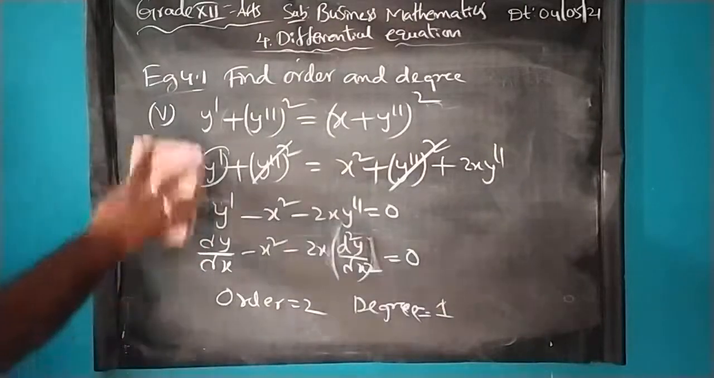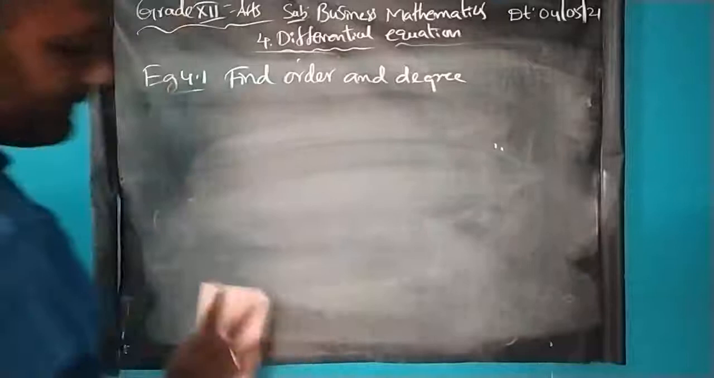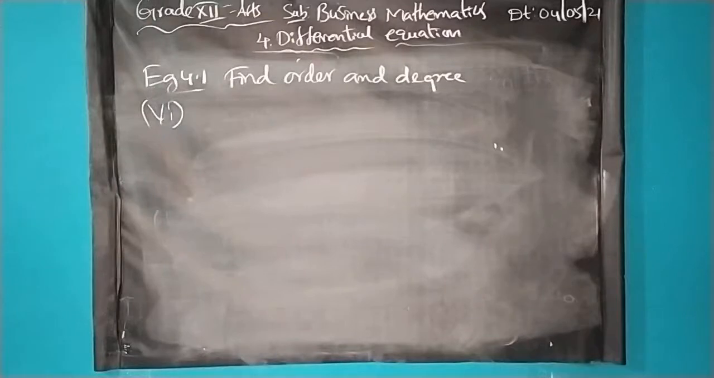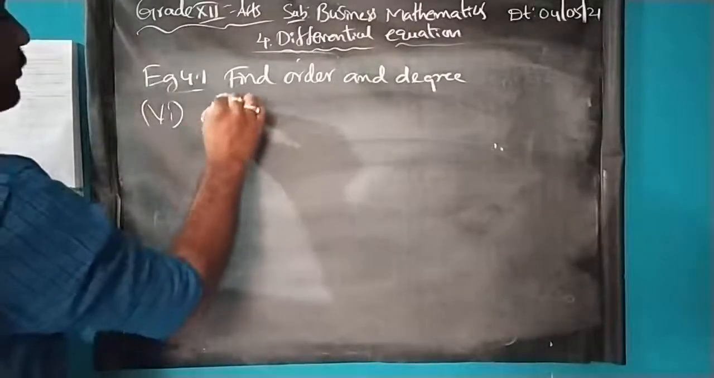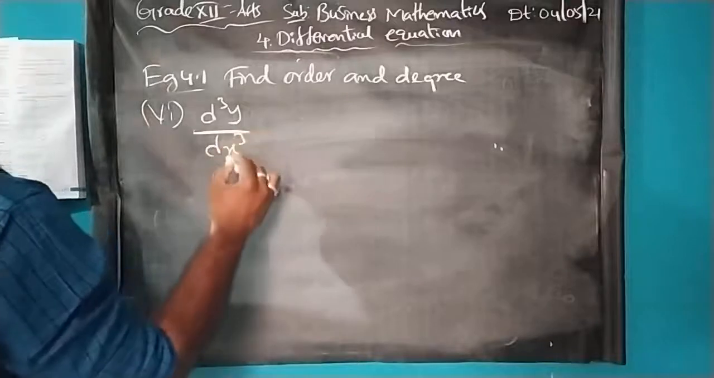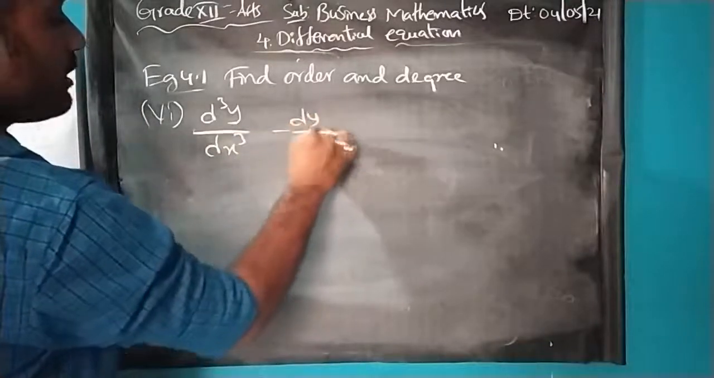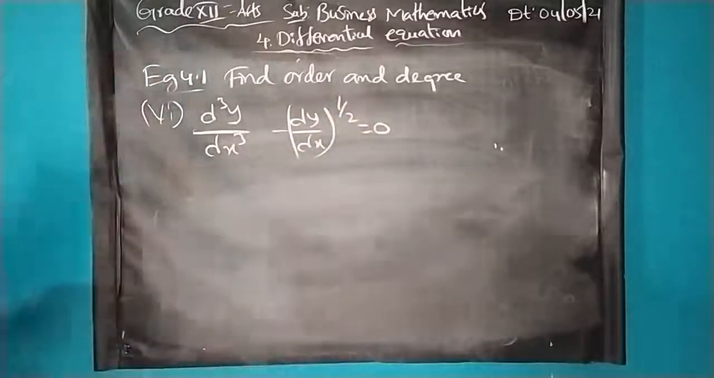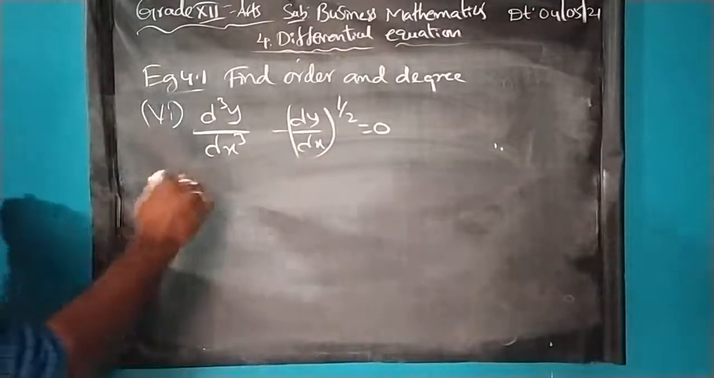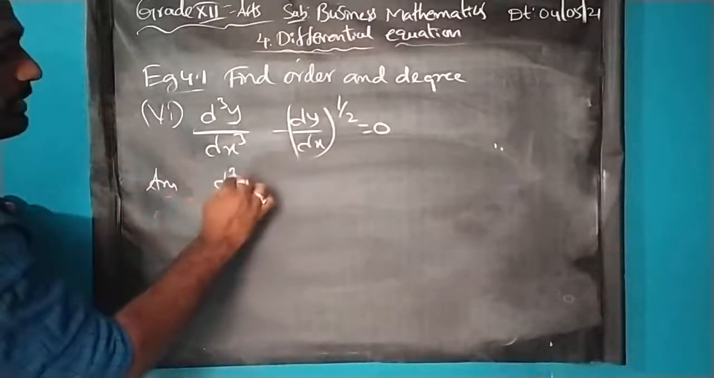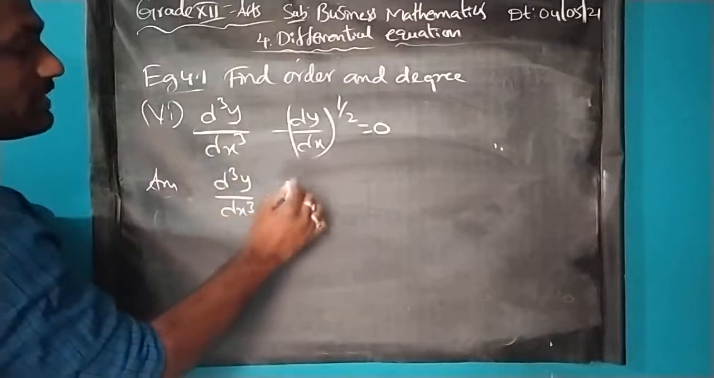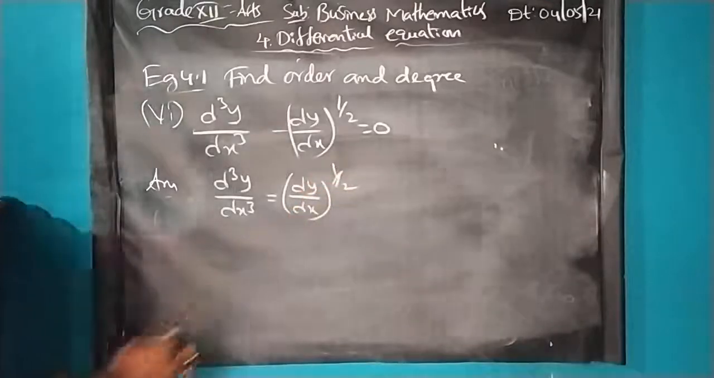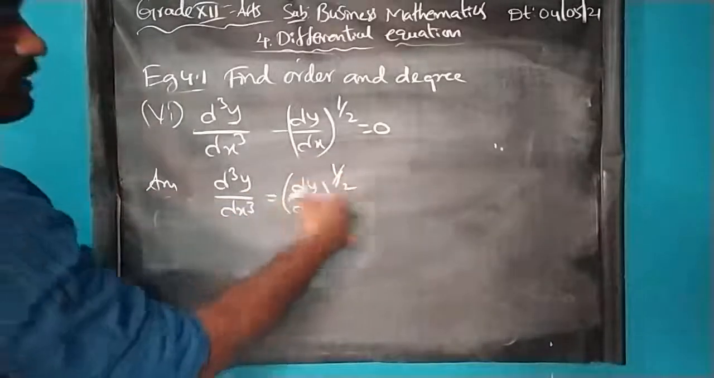Next, let us see the sixth question. d cube y by dx cube minus dy by dx whole to the power of 1 by 2 is equal to 0. Now, look at this question. Here, d cube y by dx cube is equal to, transposing it, dy by dx whole to the power of 1 by 2. So there is a radical here, so this needs to be freed. So we'll do squaring on both sides.